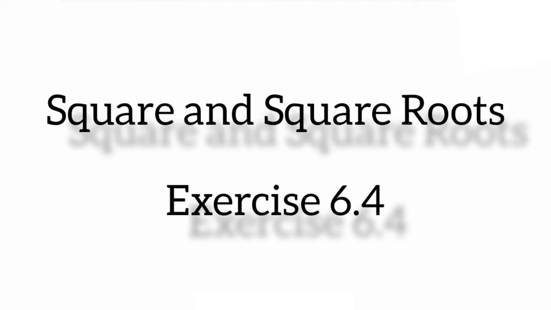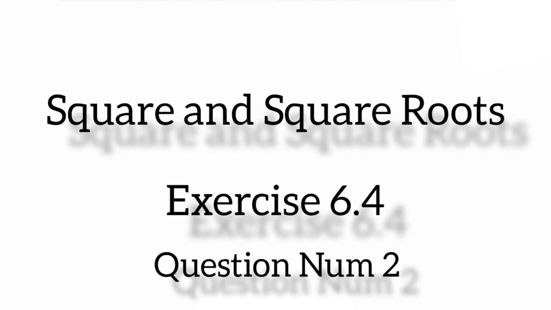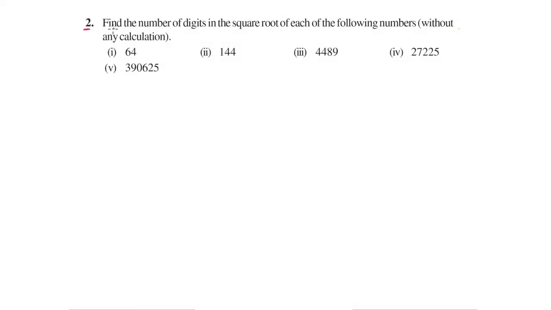In this video, we are going to learn how to solve question number 2 of exercise 6.4. So let's start. In question number 2, we need to find the number of digits in the square root of each of the following numbers without any calculation, and this is the main thing to keep in mind while solving the question. So how do we find the number of digits in the square root?